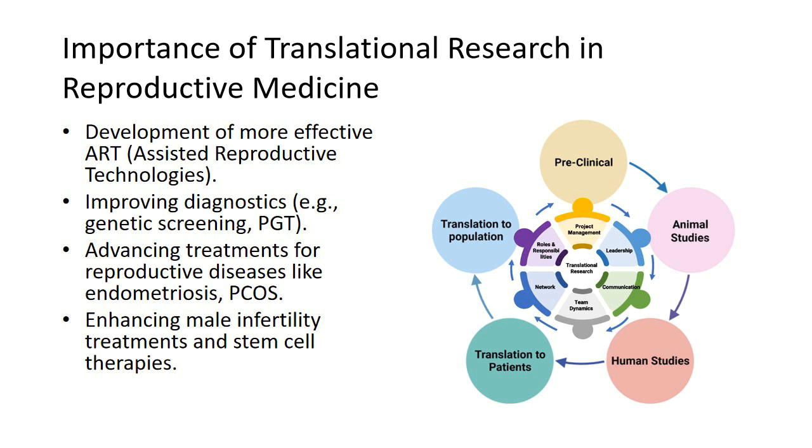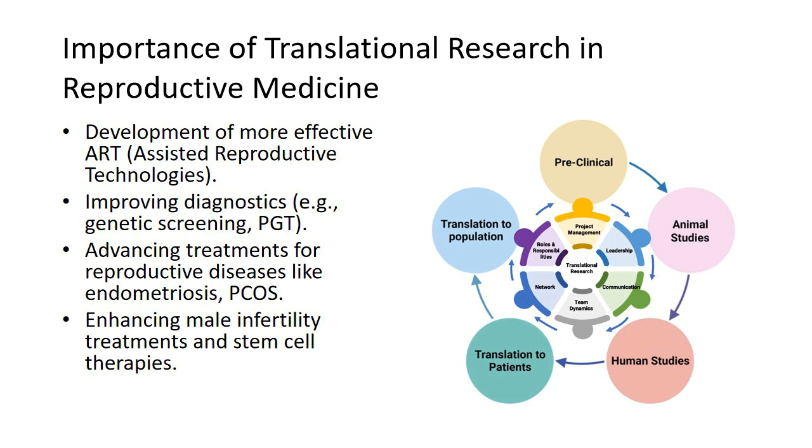B. Improving diagnostics in fertility medicine. Genetic testing and screening. Translational research has facilitated the integration of genetic screening into fertility treatments, such as pre-implantation genetic testing, PGT. Research findings in genetics and genomics have enabled clinicians to screen embryos for chromosomal abnormalities, reducing the risk of genetic disorders and improving IVF outcomes.